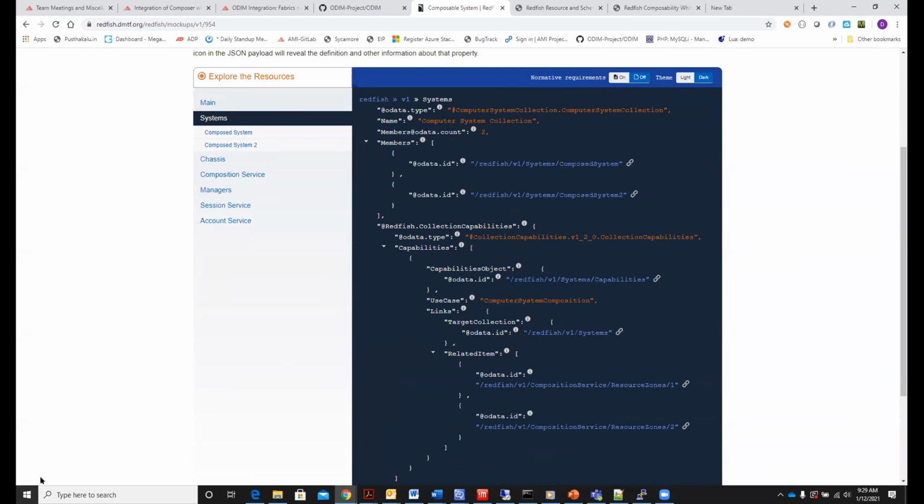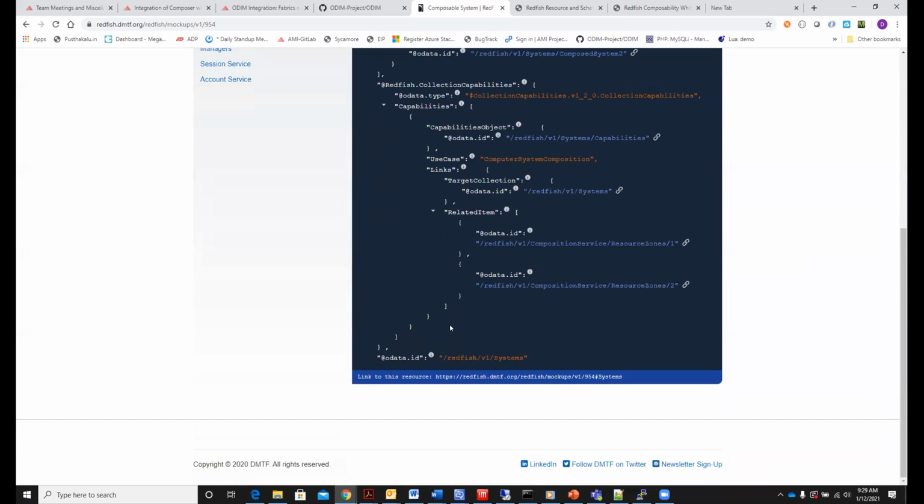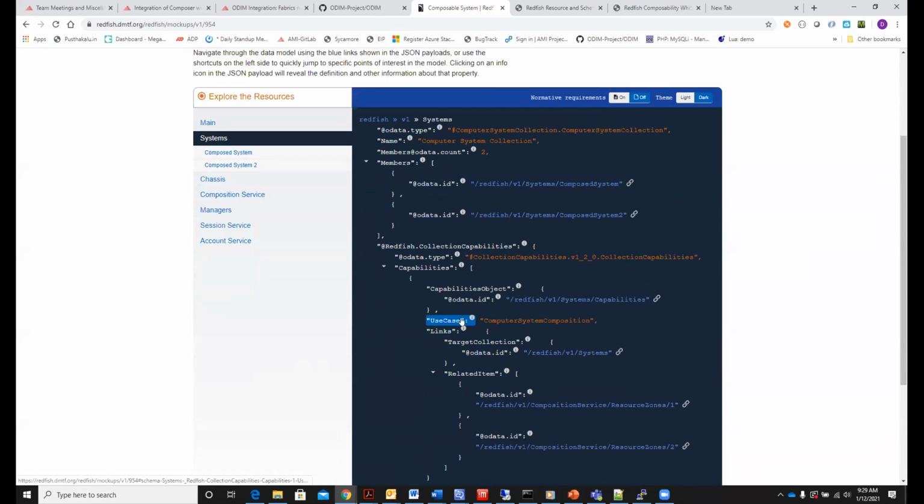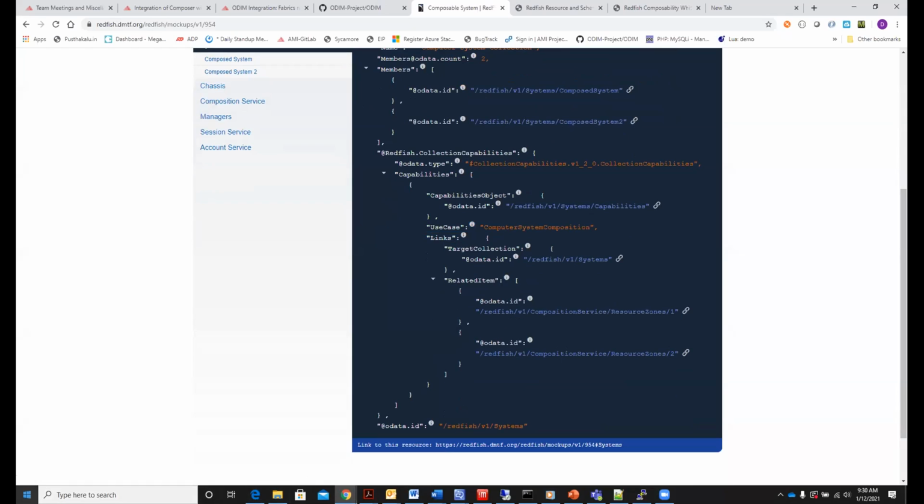No, Divya, this is about the open source composition service. This will have only one system collection, right? Resource aggregator system collection. We are discussing the relationship between the composition service and system collection capabilities. Right. So you are going in the right direction. So the composed system is associated with the system capabilities.